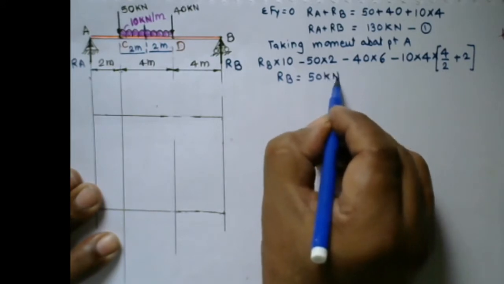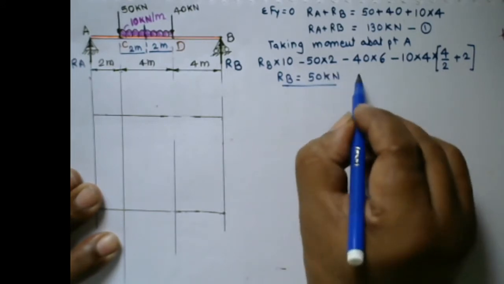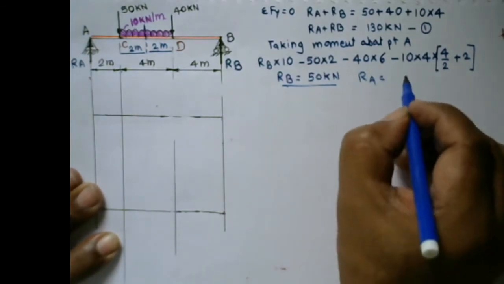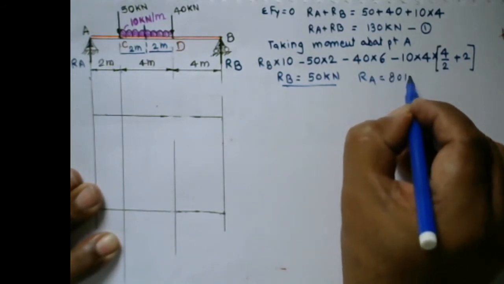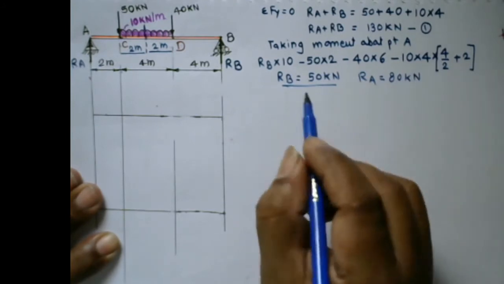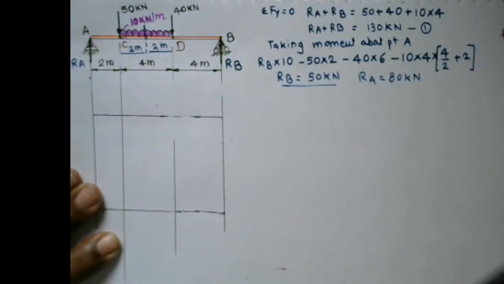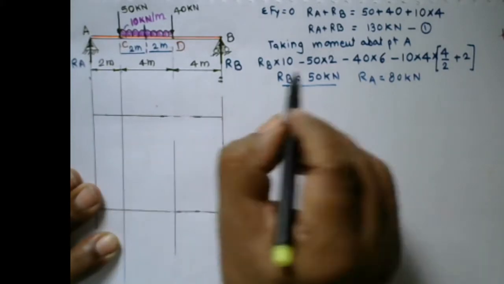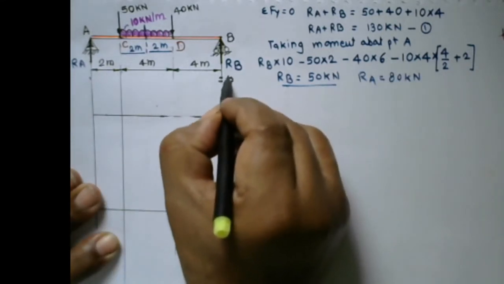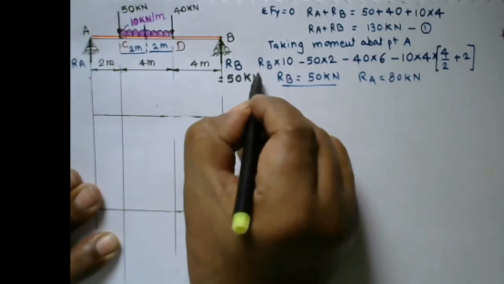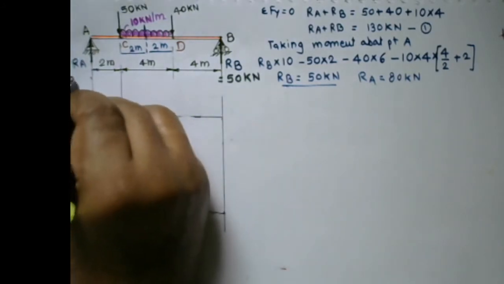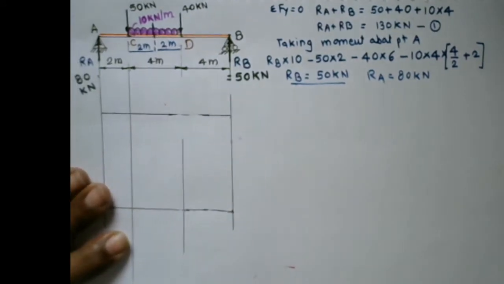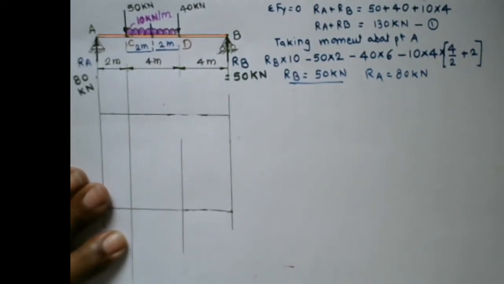Put the value of RB in equation number 1. Here you will get the value of RA. So RA is equal to 80 kilonewton. Now RB we have calculated as 50 kilonewton, and RA is equal to 80 kilonewton.